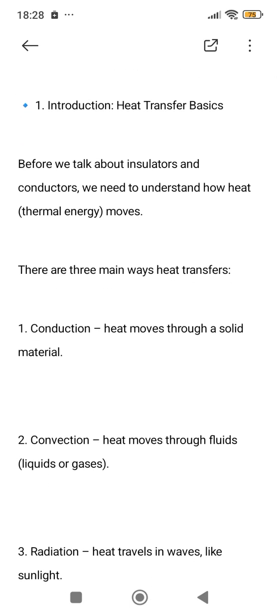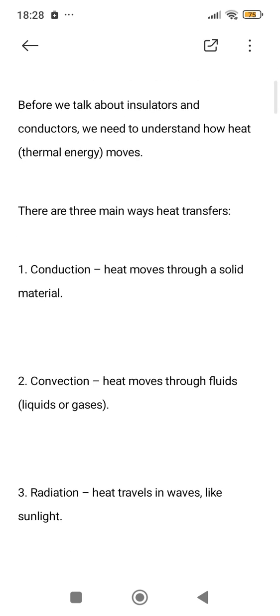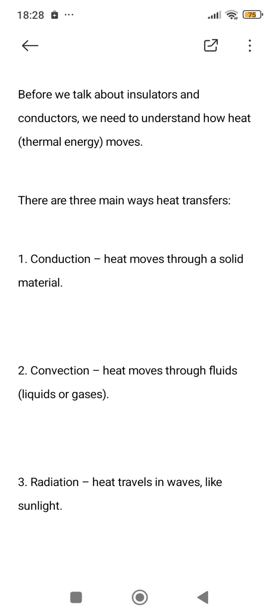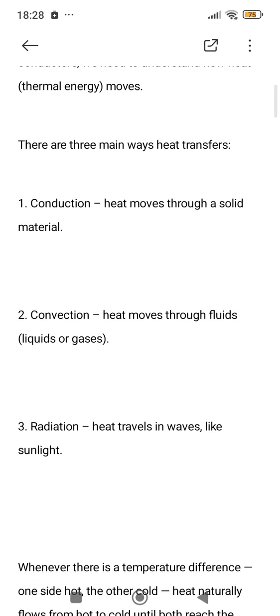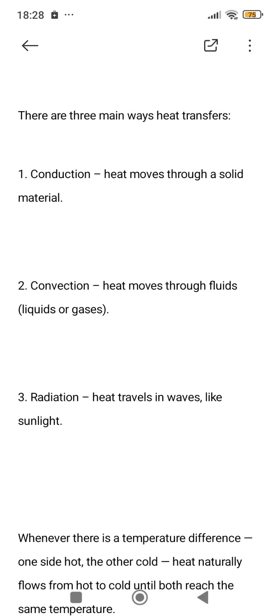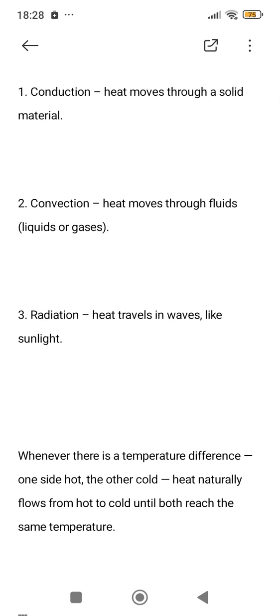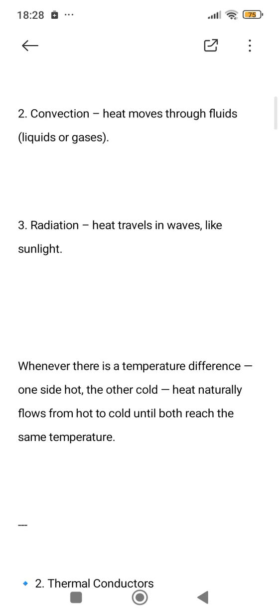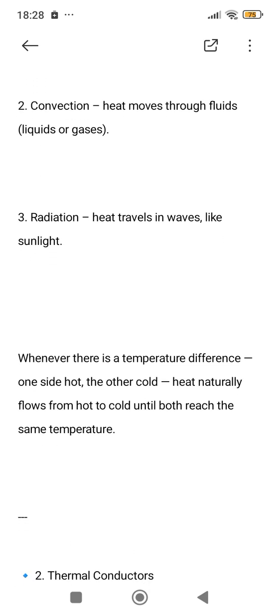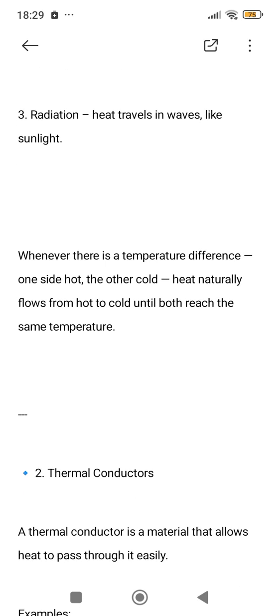Introduction. Heat transfer basics. Before we talk about insulators and conductors, we need to understand how heat or thermal energy moves. There are three main ways heat transfers. Number 1. Conduction. Heat moves through a solid material. 2. Convection. Heat moves through fluids, liquids, or gases. 3. Radiation. Heat travels in waves, like sunlight.